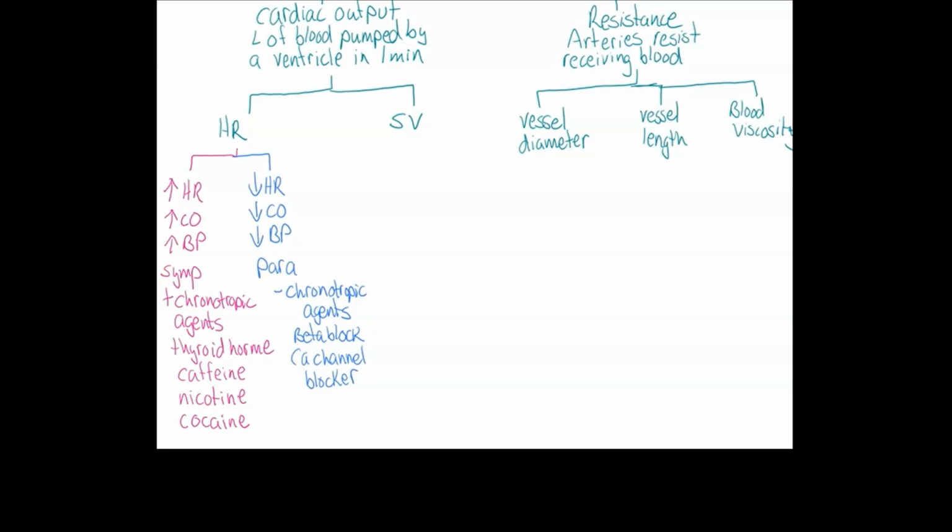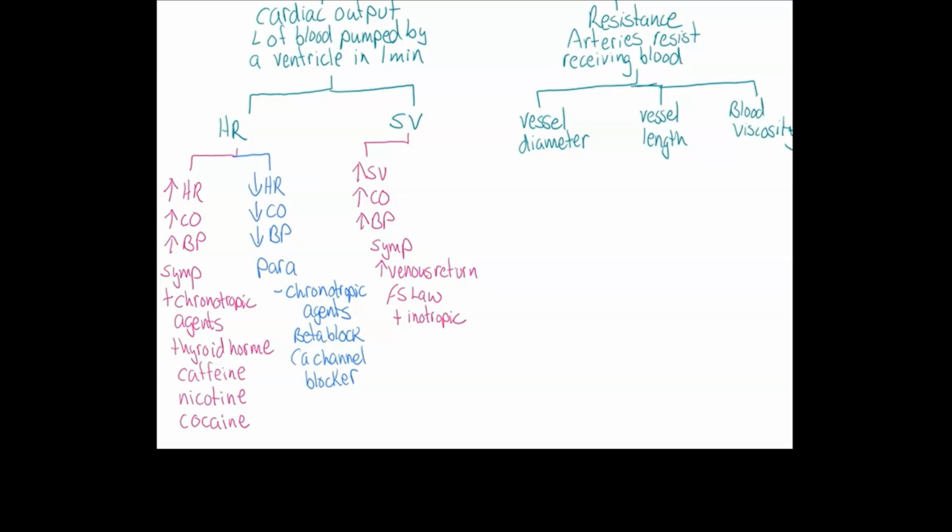Stroke volume can also have an effect. If you increase stroke volume, you increase cardiac output, which increases blood pressure. Stroke volume is increased by sympathetic stimulation, increased venous return, the Frank-Starling law of the heart, and positive inotropic agents.